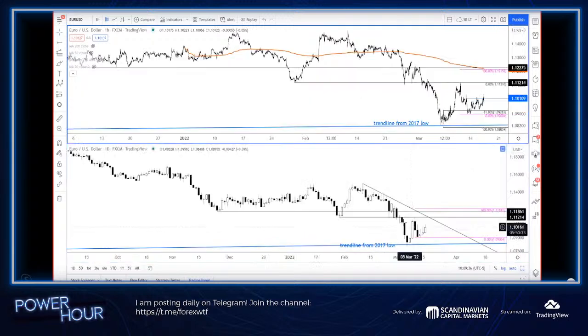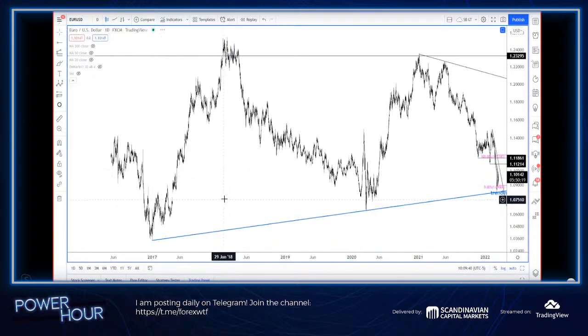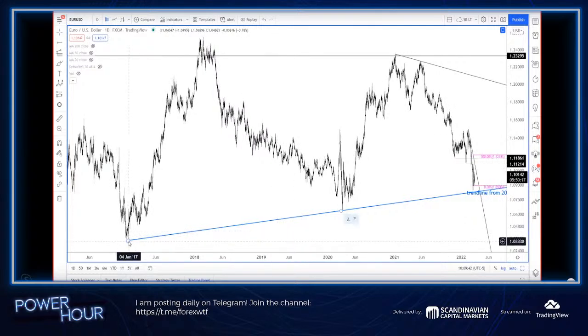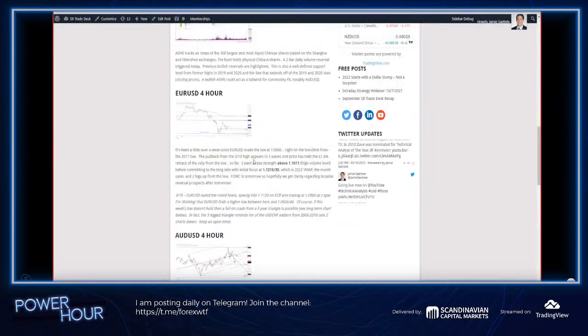Here's that 2017 low trend line. Pretty simple. Connect 2 points. Hit that level. Okay, the pullback from the 310 high appears in 3 waves, and price has held the 618 retrace of the rally from the low.